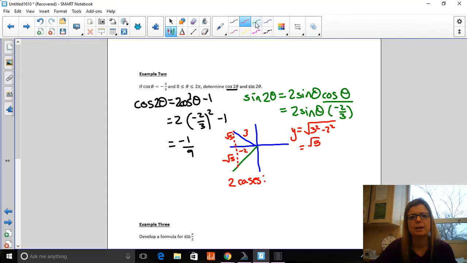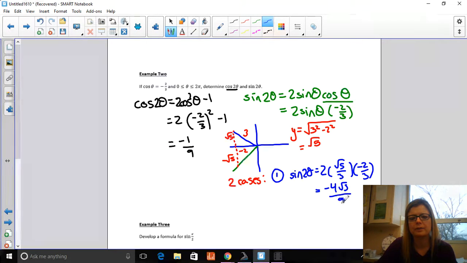Okay, so case 1, which I'll use the blue for because that was the first quadrant. In that case, sine 2 theta is equal to 2, and then sine theta would be root 5 over 3 times negative 2/3. So you'd get minus 4 root 5 over 9.